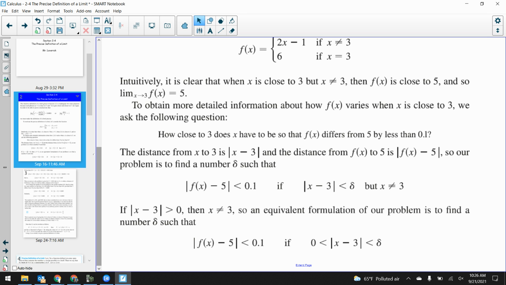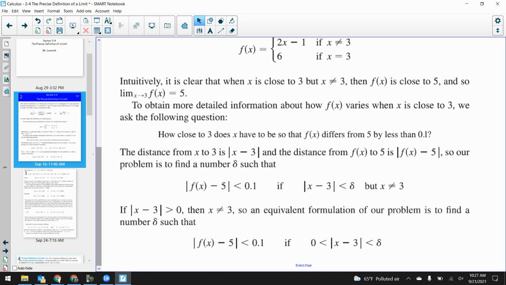Meaning, if I keep plugging in x values, 3.1, 3.001, 3.0001, I'm going to be making those distances smaller and smaller and smaller away. Like, for example, if I plug in 3.1, then my distance away is 0.1.